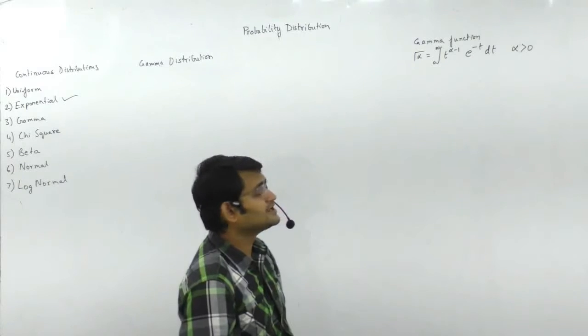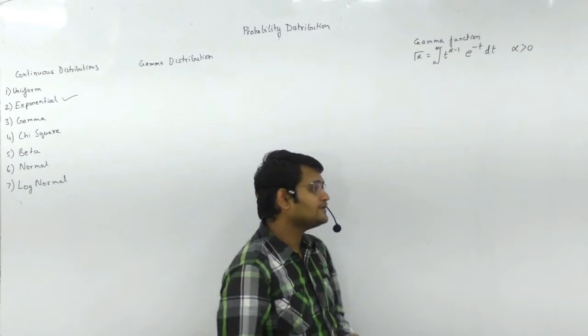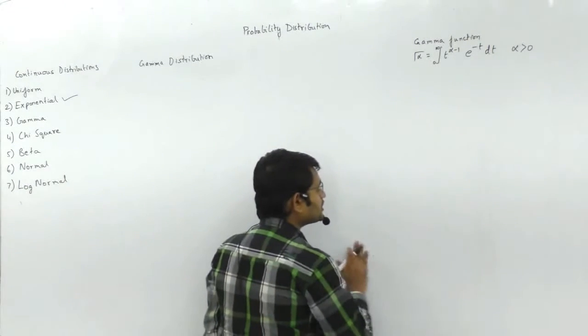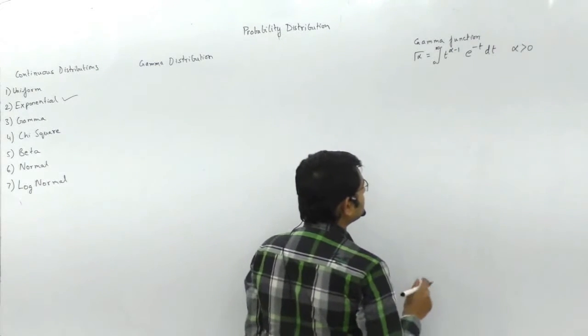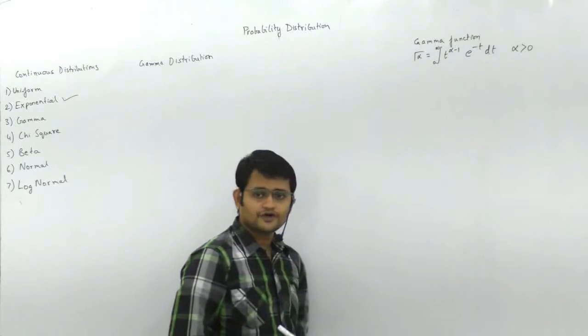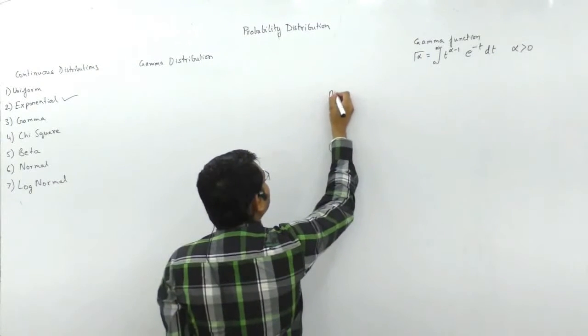Now this particular gamma function was derived from the factorial function. Now the problem with the factorial function, like we write it as n factorial.